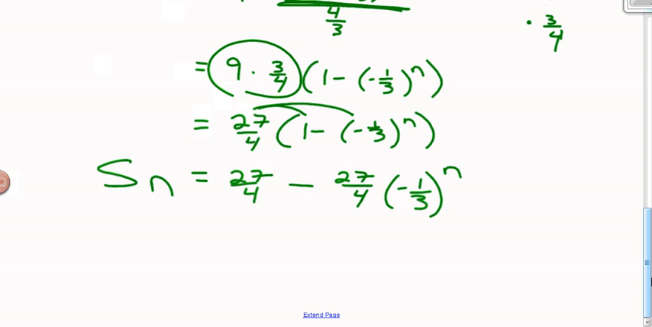So if you're trying to find a finite sum, so the sum of the first so many terms, this is what you're going to use. Now, geometrics, we can also find infinite sums. What that means is I can add up every single term in my sequence in certain cases.